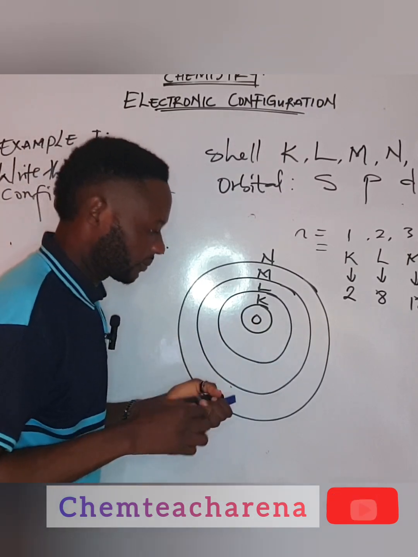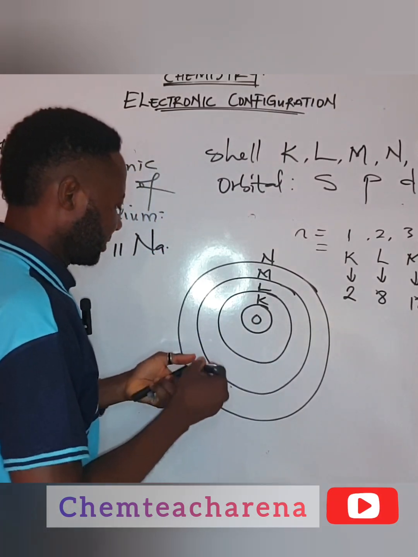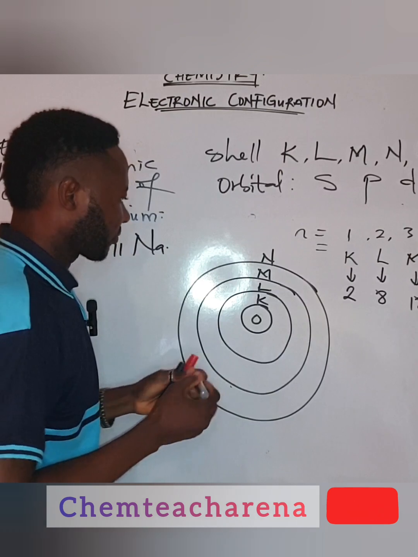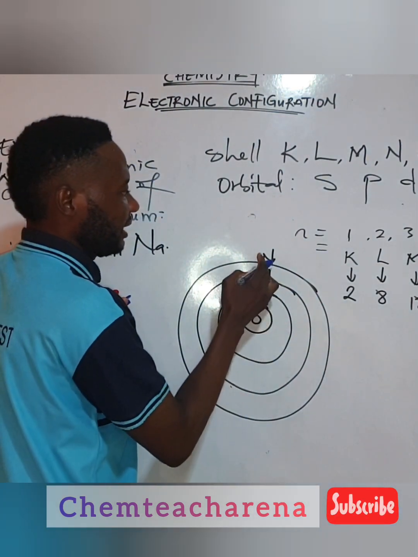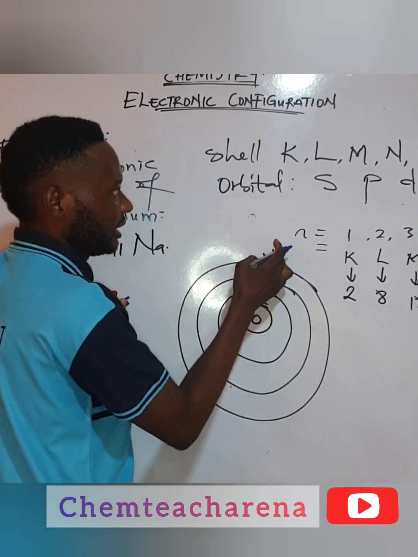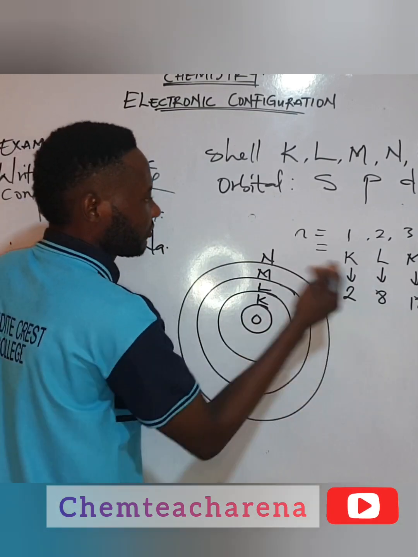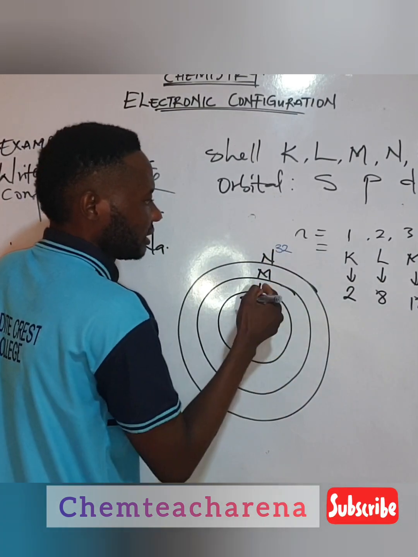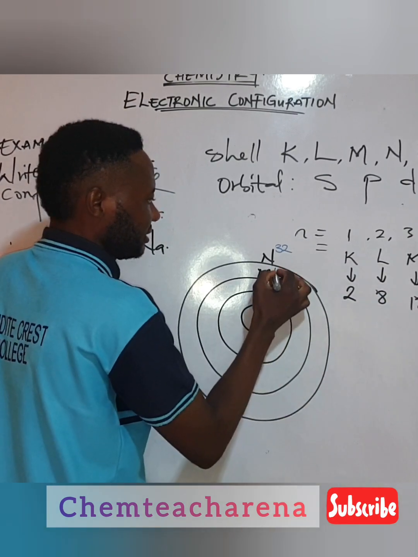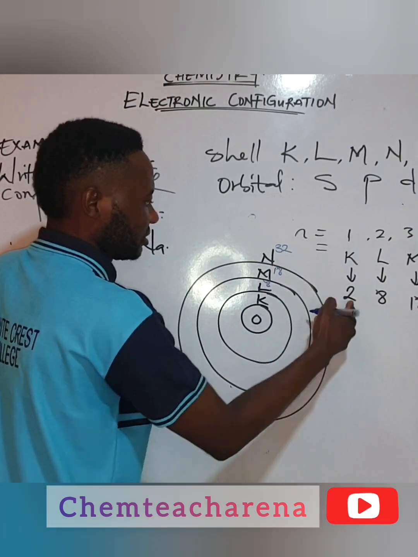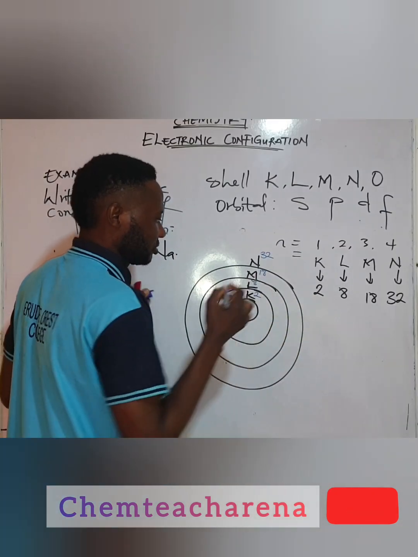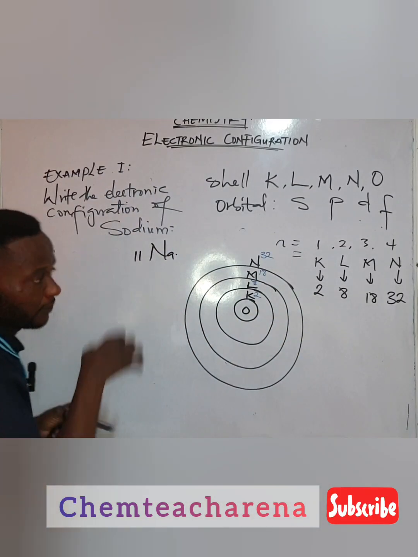So now we said that N has the maximum of 32, M has 18, L has 8, K has 2. Are you with me, students, now?